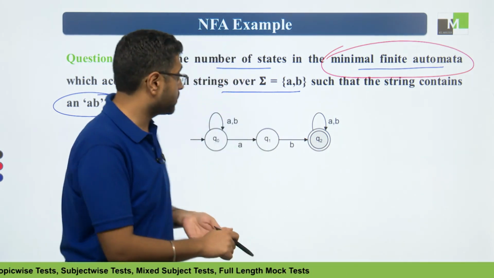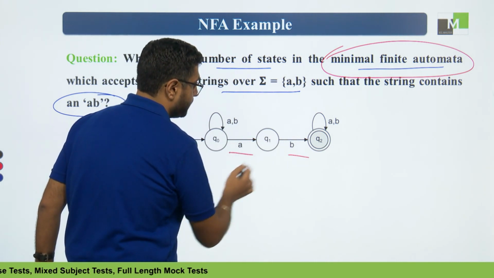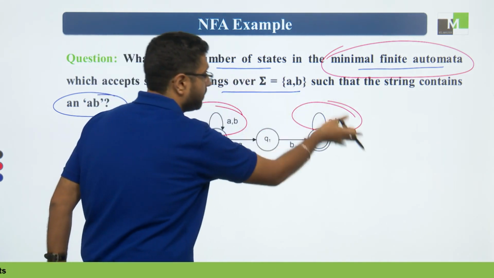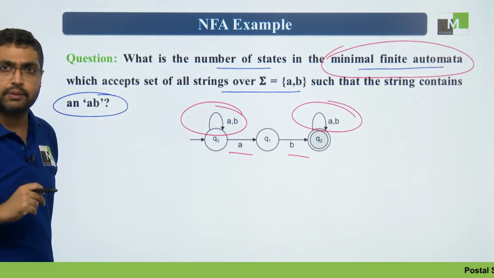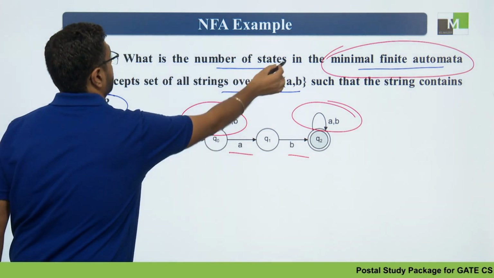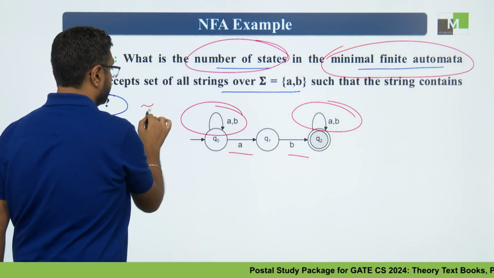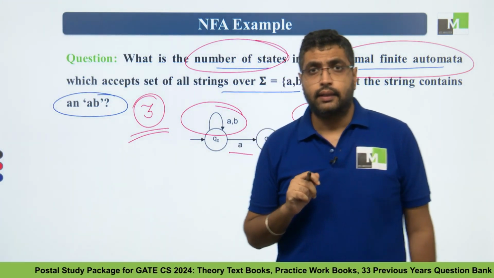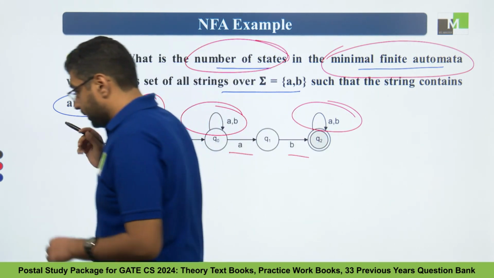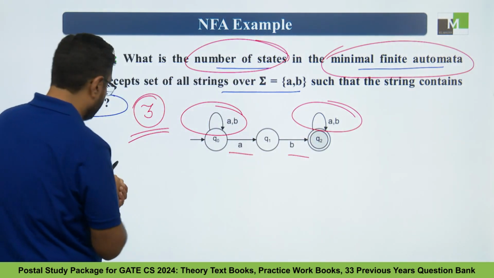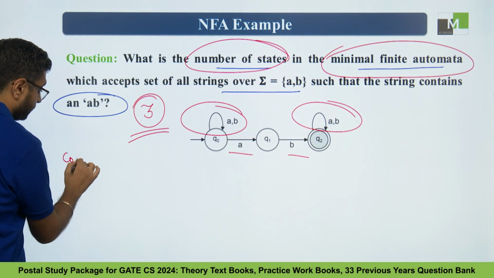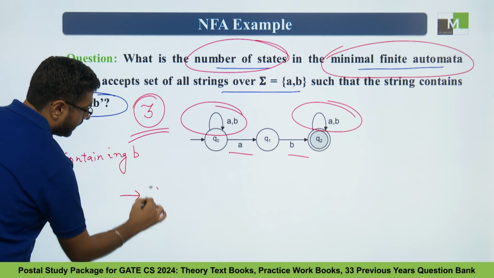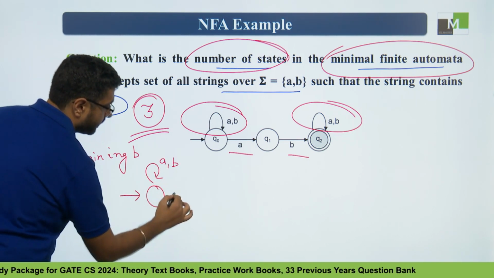And if you make the NFA, the string should contain an ab. So this is a, this is b. Before that anything can come, after that anything can come, so my NFA will look like this. So what will be the answer to this question, what is the number of states? The number of states will be 3. If you remember, in a previous NFA session I made an NFA for strings containing b. I told you that you can draw the NFA like this.